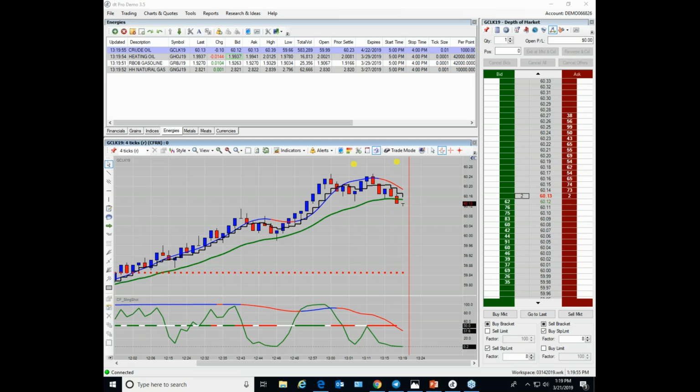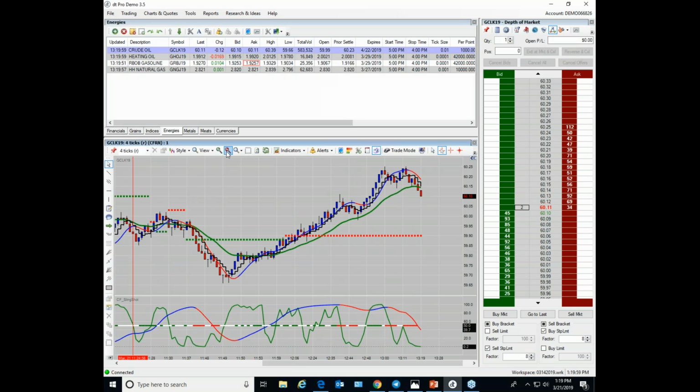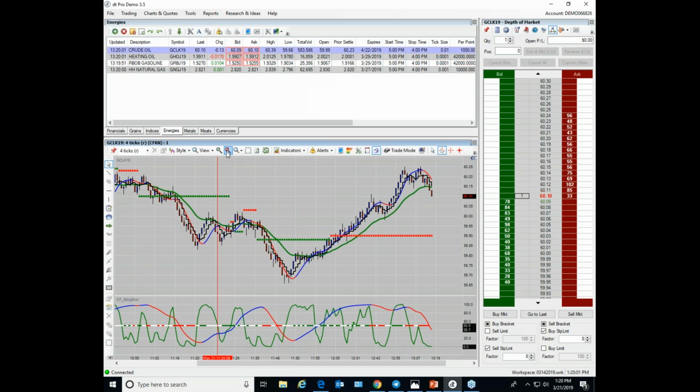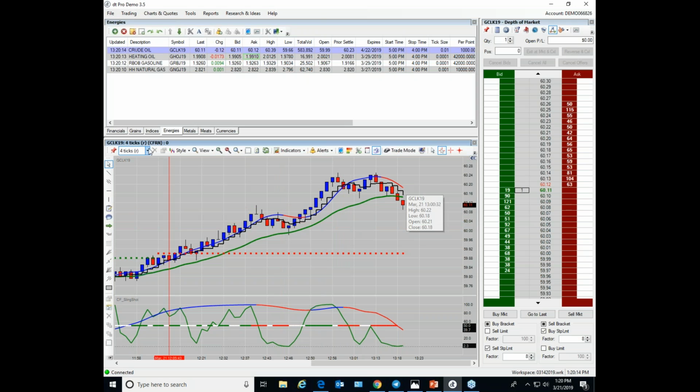Notice how I zoom out. That's the process you should be taking. And look at this. We had a little bit of resistance here from this morning. Maybe there's a reason why we're pulling back here. So the crude we're going to take off the table.